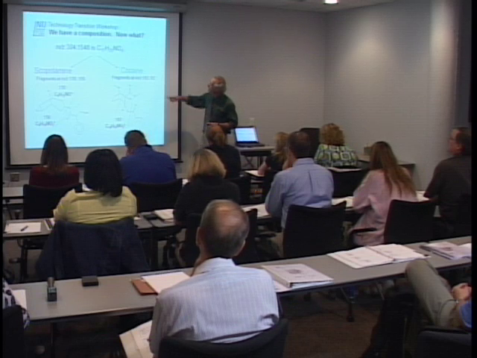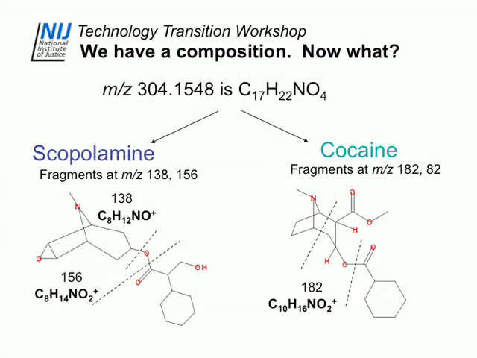Well, we can't tell these two apart because they have exactly the same formula if we're just using the exact mass alone. But if we break these things apart and have fragments, then you can tell they're different. Scopolamine should have fragments at mass 138 and 156. Cocaine should have fragments at 182 and 82. The molecules break in these different places.